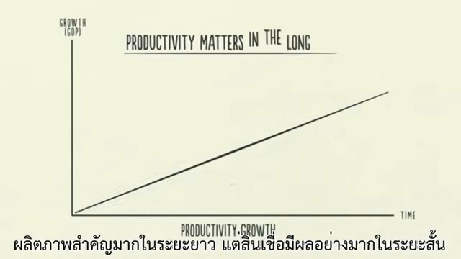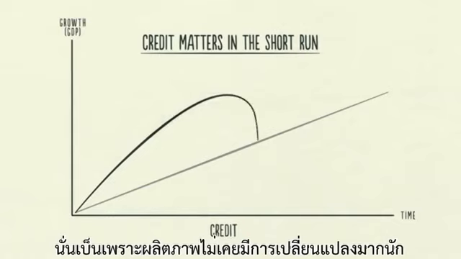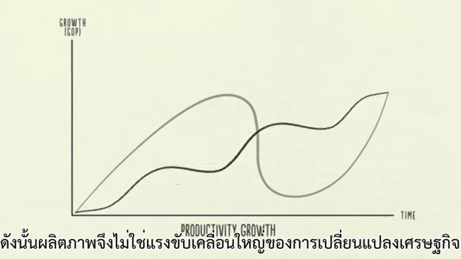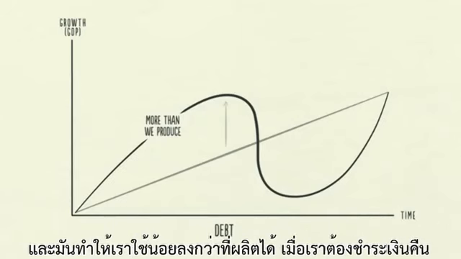Productivity matters most in the long run, but credit matters most in the short run. This is because productivity growth doesn't fluctuate much, so it's not a big driver of economic swings. Debt is, because it allows us to consume more than we produce when we acquire it, and it forces us to consume less than we produce when we have to pay it back.